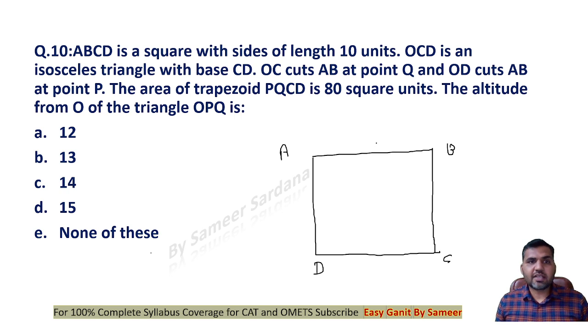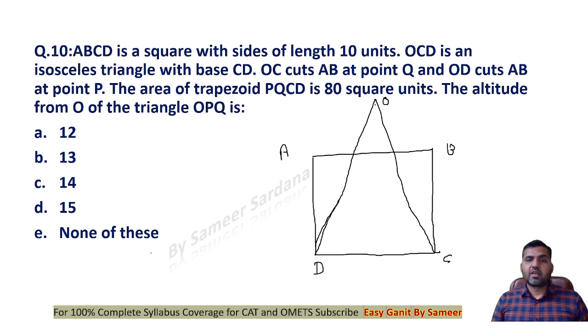Now OCD is an isosceles triangle with base CD. OC cuts AB at point Q and OD cuts AB at point P. Okay, so take a point O here, right? This is the kind of figure that you need to make. You see that here now? OCD is an isosceles triangle. That means both of these two side lengths are the same.